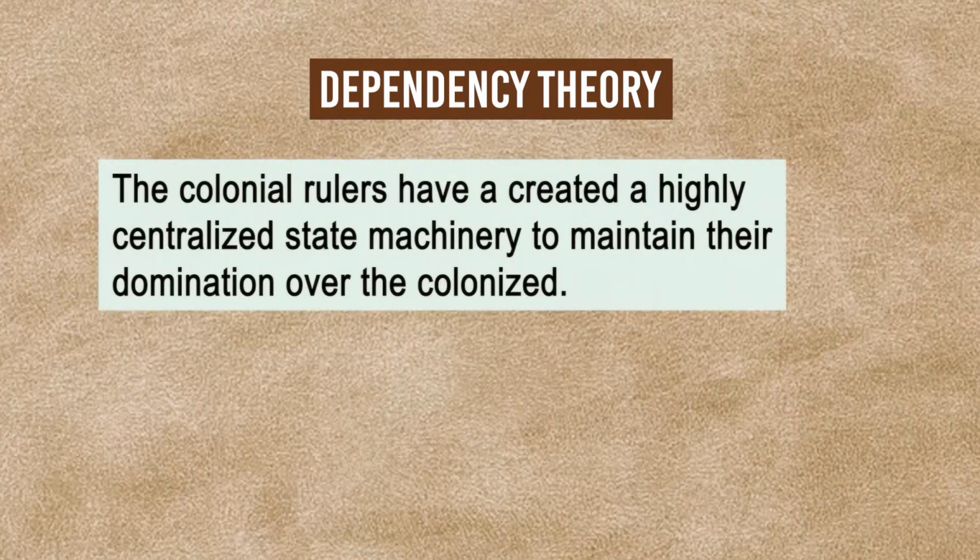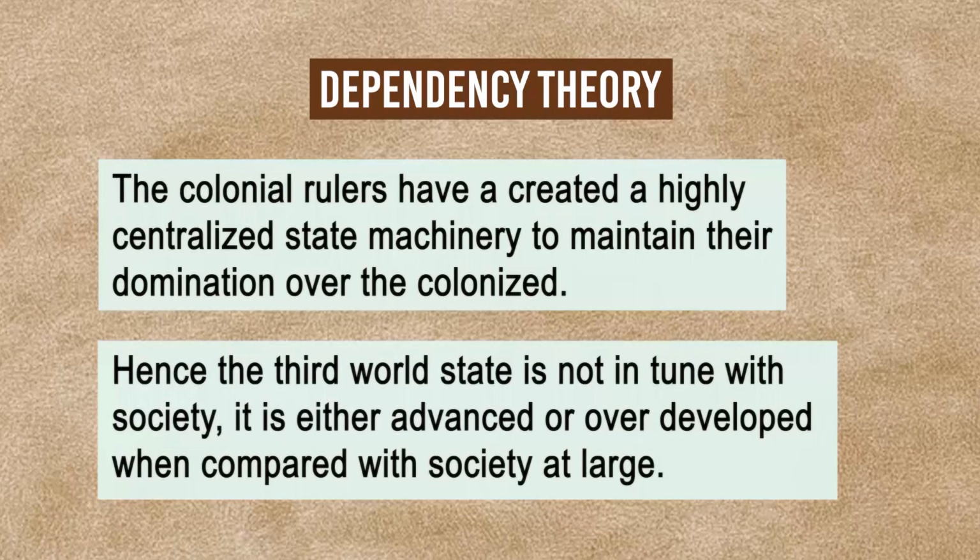The colonial rulers created a highly centralized state machinery to maintain their domination over the colonized. The state machinery is thus imposed from above, and it has not evolved out of internal society dynamics. Hence, the third world state is not in tune with society. It is either advanced or overdeveloped when compared with the society at large. So here, I am tempted to introduce the concept of the role of the state in developed versus developing countries.